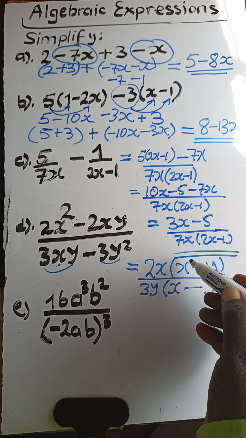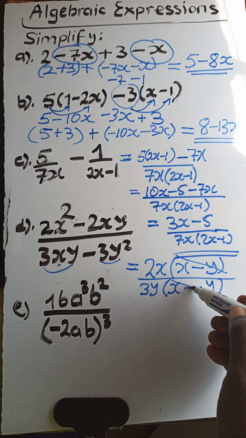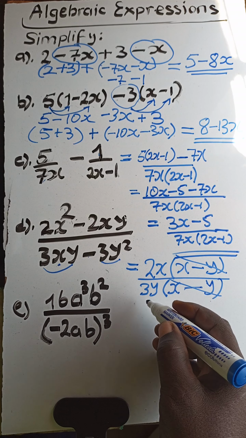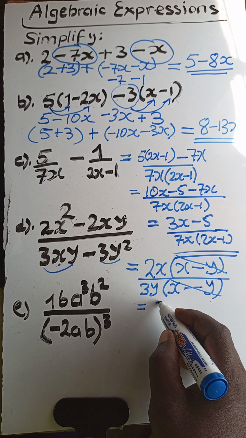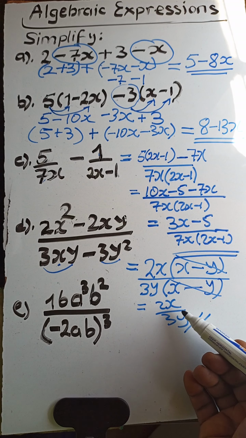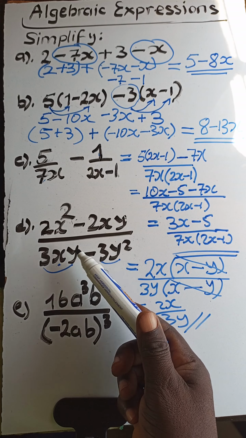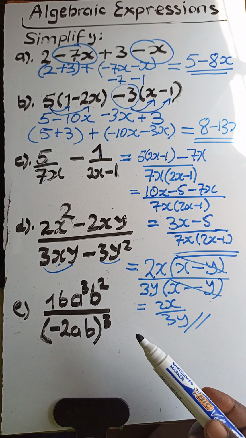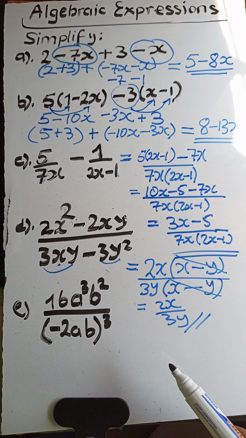Now look at this. We have x minus y, that cancels. Okay? Now that gives us 2x all over 3y. So this is the simplest form. 2x all over 3y is the simplest form of this bogus expression. It simplifies to 2x all over 3y.